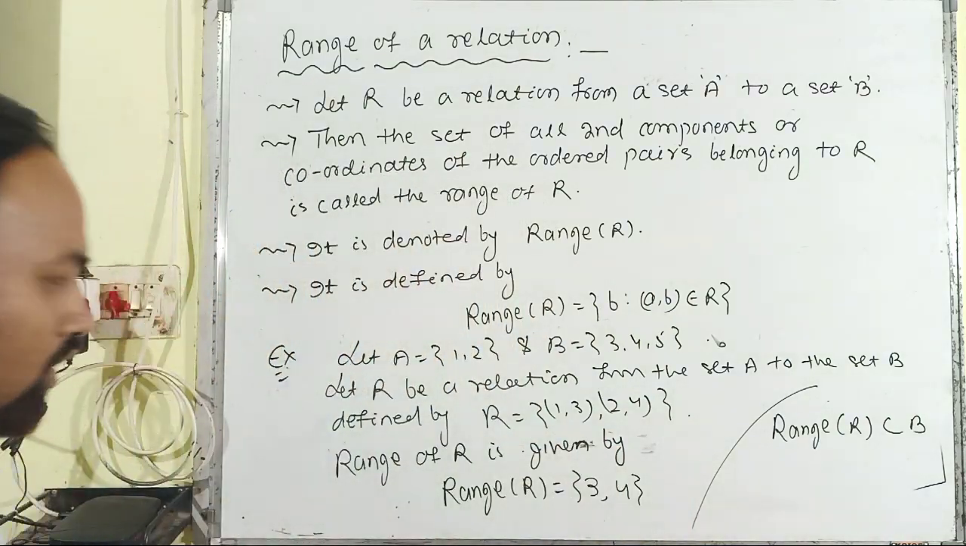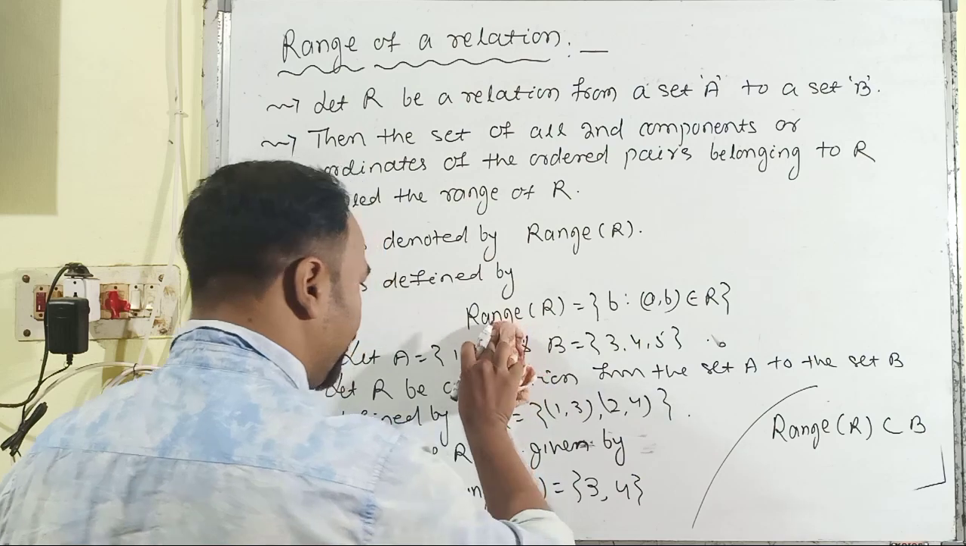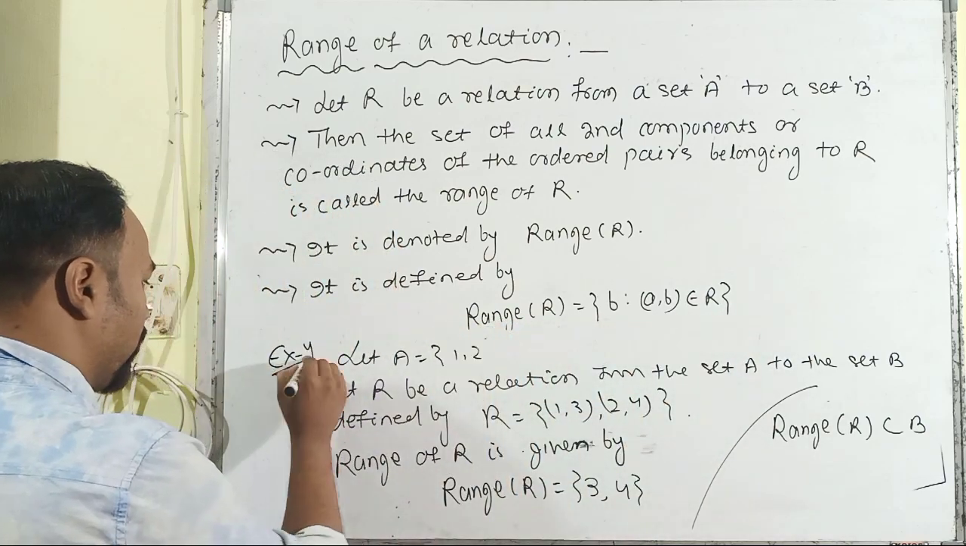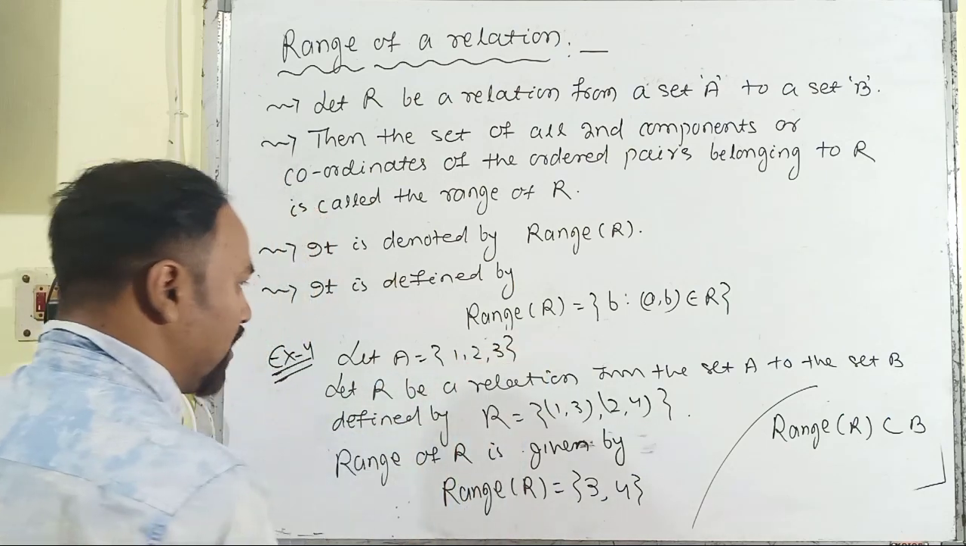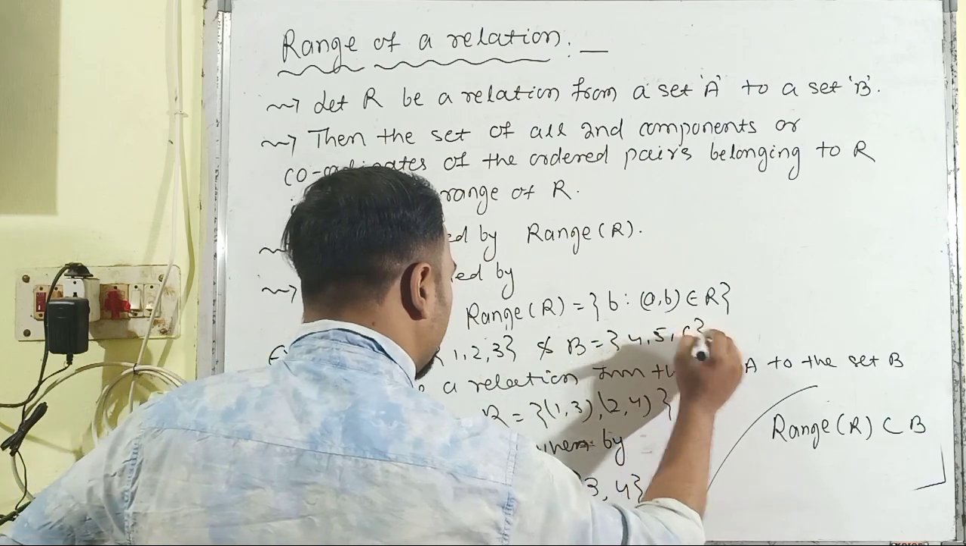Then let us move towards another example. Suppose I have considered here, it is example number 4. The previous was 3, this is 4. Suppose I am considering here A equal to {1, 2, 3} and B set is equal to {4, 5, 6}.